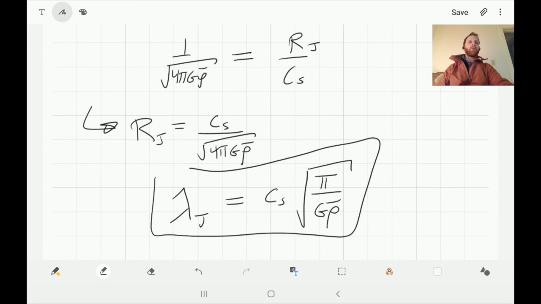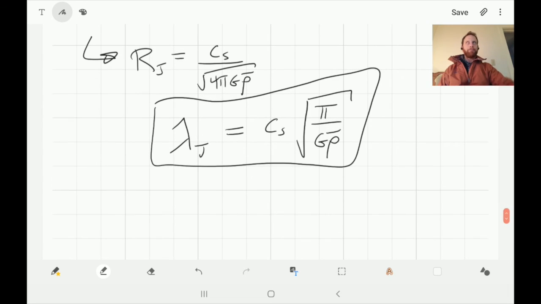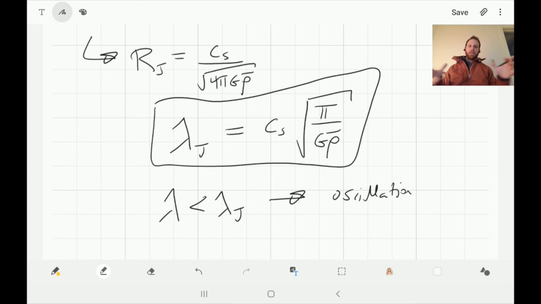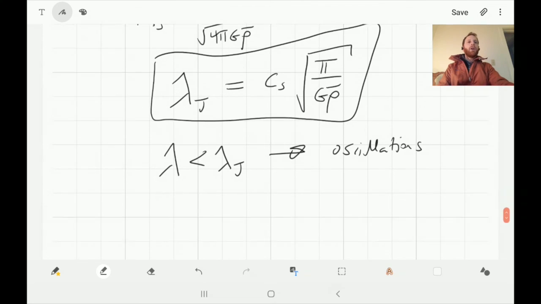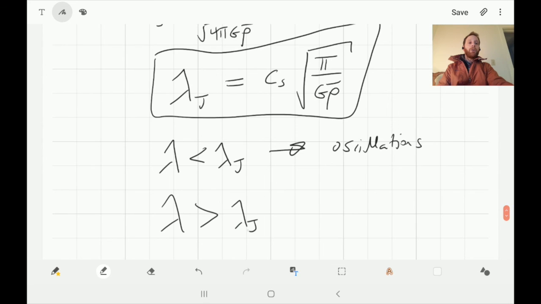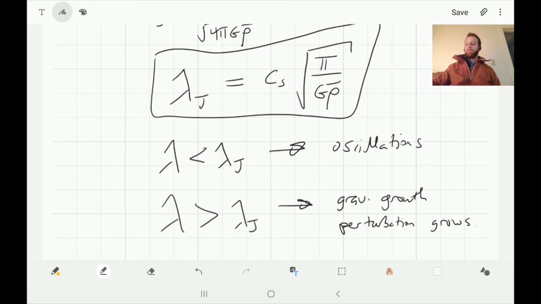And again, the whole point was that for perturbations smaller than this length, in other words, for lambda less than lambda J, the Jeans length, all you get are oscillations. You've got pressure causing an oscillation between over- and underdense, and on top of that there's some gravity pulling it a little bit tighter, but they're oscillations nevertheless. For perturbations that are bigger than the Jeans length, you get growth. You get gravitational collapse. You could also call it perturbation growth. The density perturbation grows. Hopefully that provides a little more physical intuition for what all that was about.